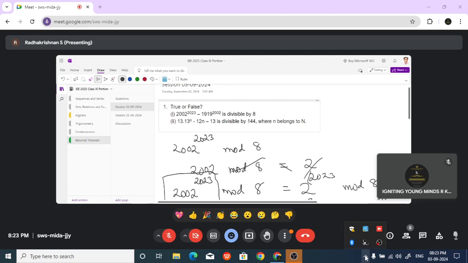I'll give you a clue. Since 144 is 12 into 12, that is 12 square, and 13 you can write as 12 plus 1. So when we use the binomial theorem, it will become factors of 12, so you can identify what will be divisible by 12 and what will be the remainder. So you write this 13 as 12 plus 1.